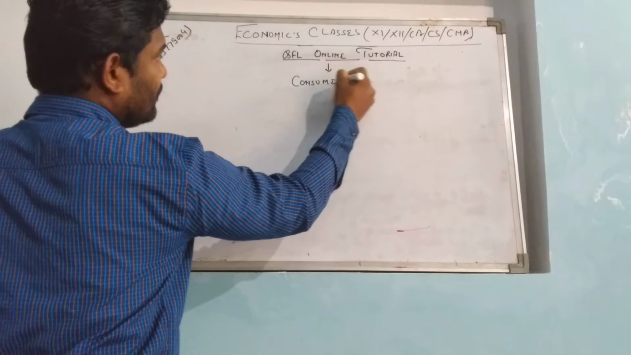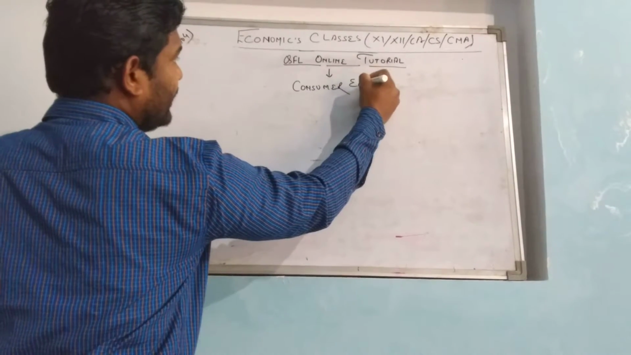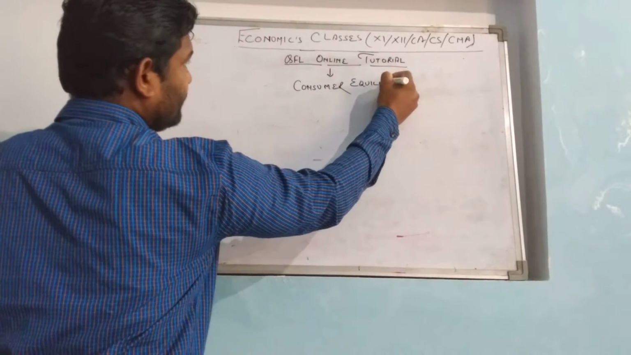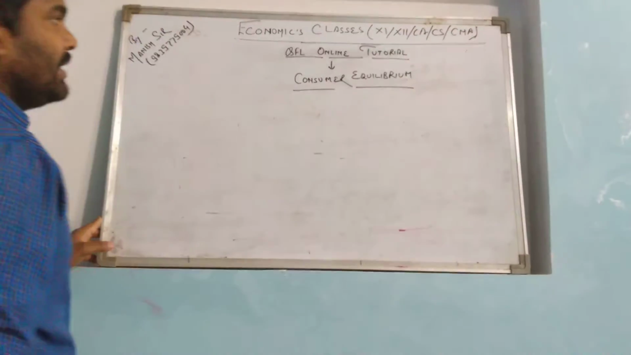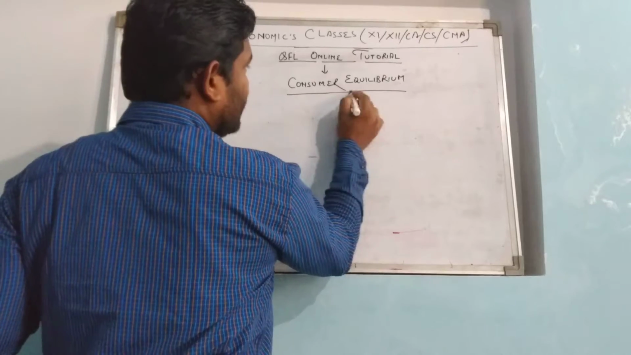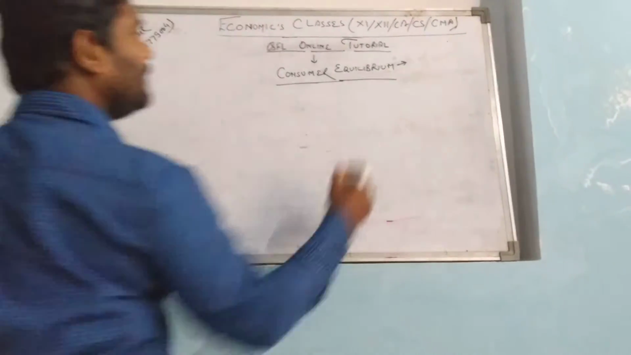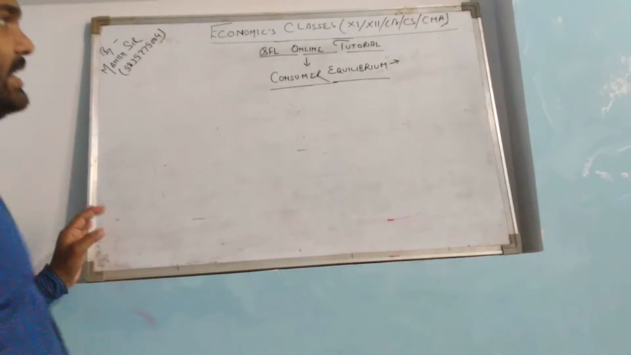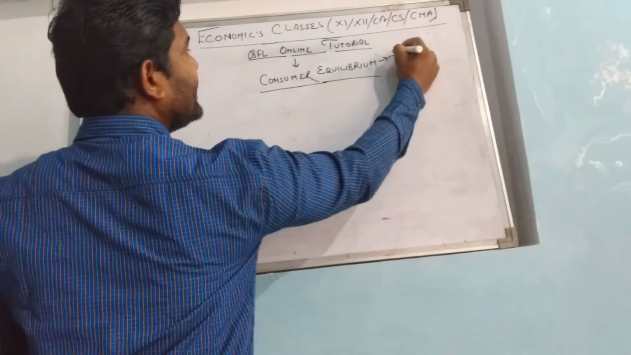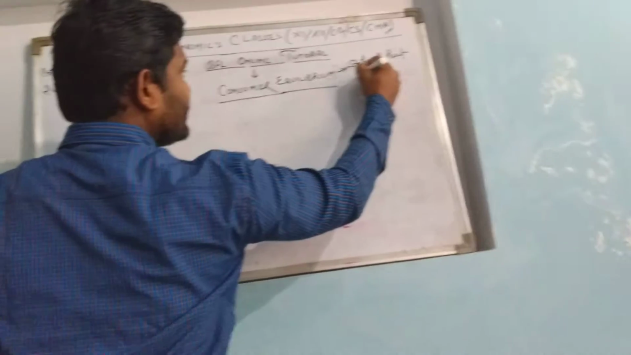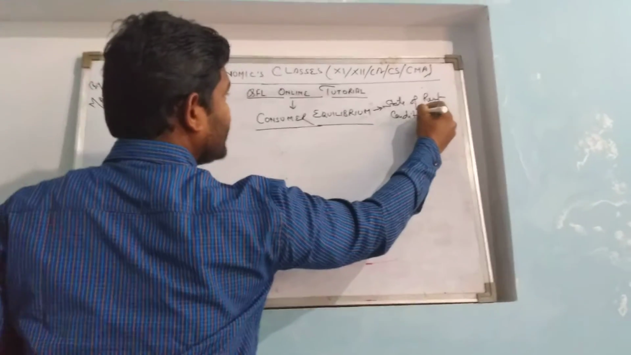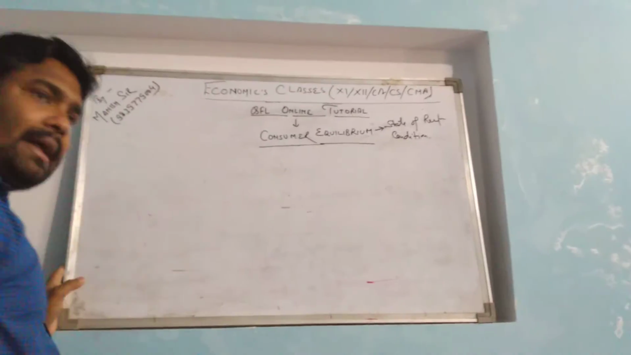Consumer equilibrium. So, when it comes to consumer equilibrium, what is consumer equilibrium? Simple. First, we will bifurcate it. The first one is, what is equilibrium? We can say this is a state of rest condition where we don't want to change our consumption pattern.